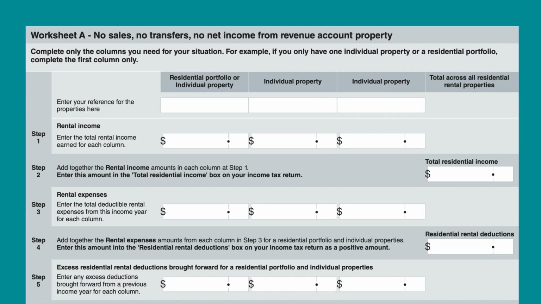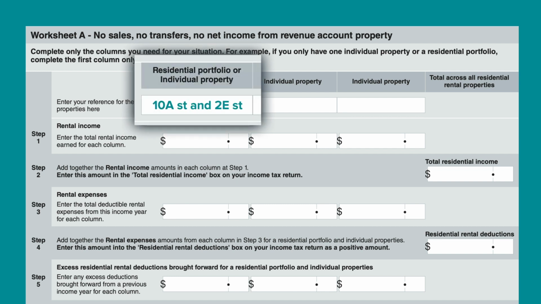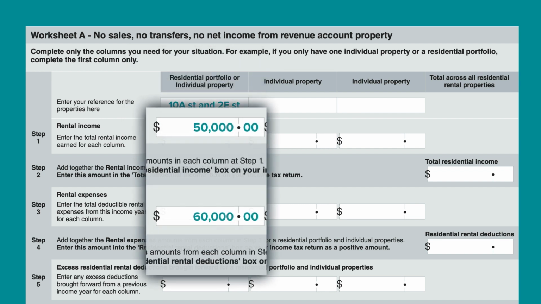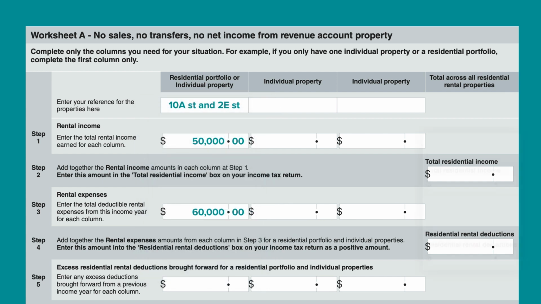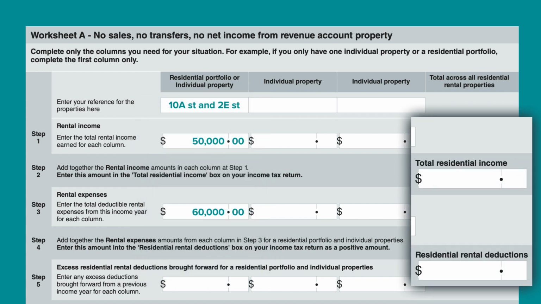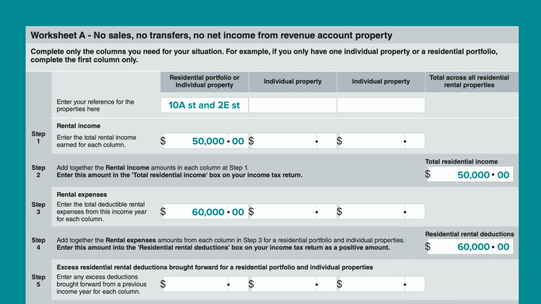Since Amelia is treating her 2 properties as a portfolio, she only needs to complete the first column of Worksheet A. The columns on the right are the totals that Amelia will enter into her income tax return. The income and deductions from both Amelia's properties are combined, allowing her to calculate her excess deductions for the portfolio rather than 2 separate properties.